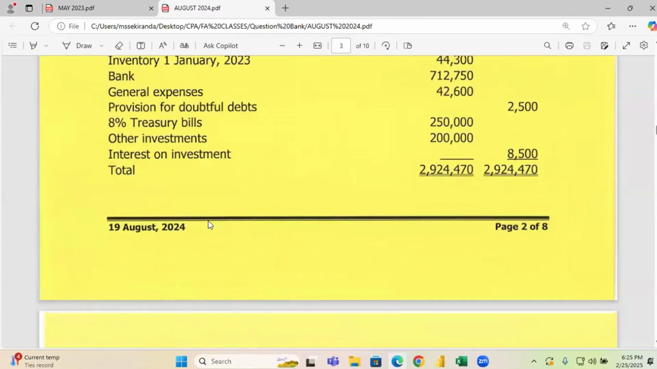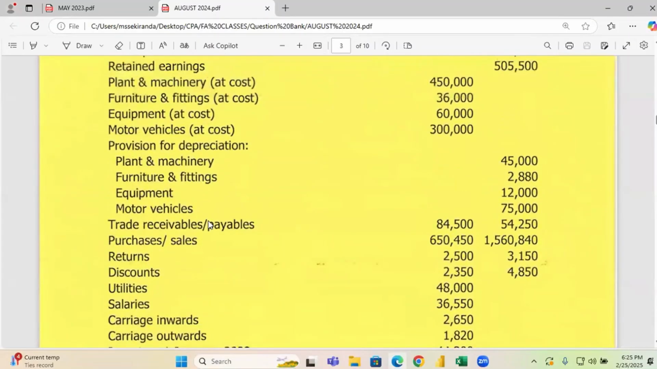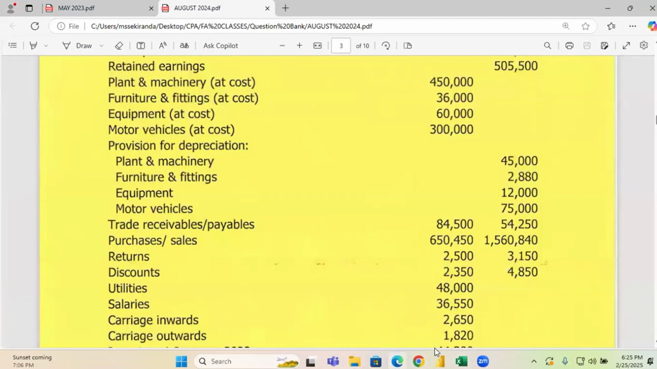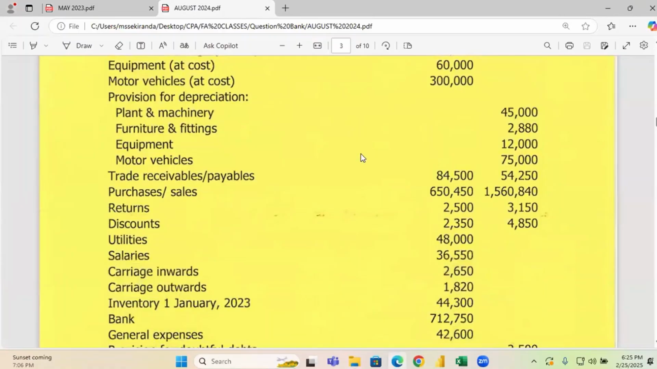Okay, so you realize we have sales in this number, so we shall go by the first format of the profit or loss that we looked at in our previous class. So let's go by sales. You begin with sales. How much are sales? These sales were given on the same line with the purchases, and sales are always on the credit side. Therefore, our sales will be 1560.